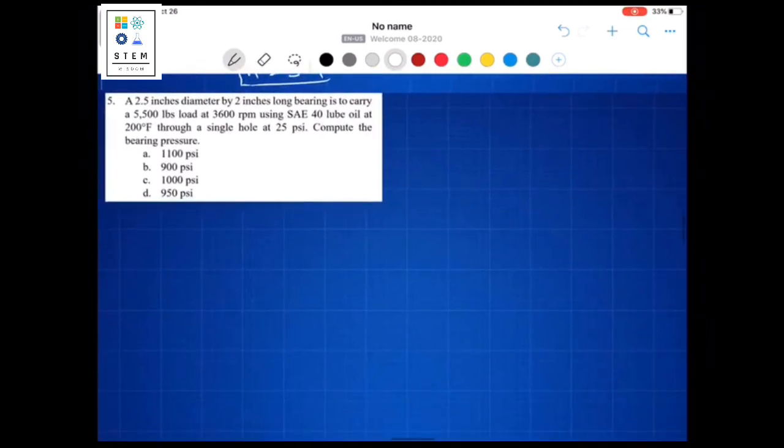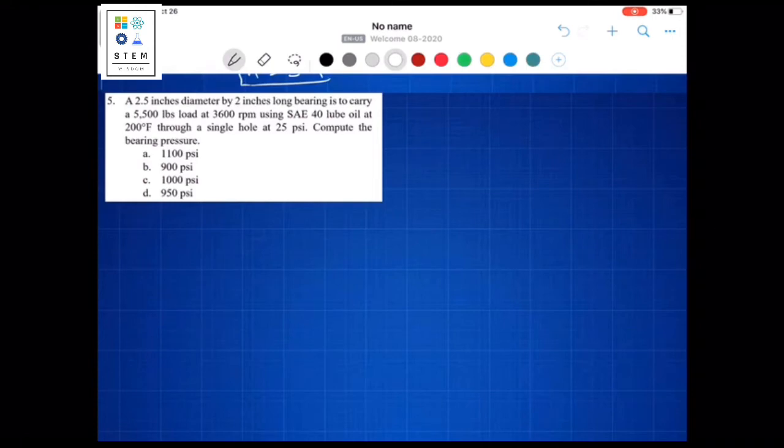Okay, so number 5. A 2.5 inch diameter by 2 inch long bearing is to carry 5,500 pounds load at 3,600 RPM using a SAE 40 oil at 200 degree Fahrenheit through a single hole at 25 PSI. Compute the bearing pressure. Okay. So meron tayong bearing. So, kanina, binigay na natin yung drawing. Given is diameter equal to 2.5 inch, length is equal to 2 inches, and the load F equal to 5,500 pounds. Okay, so find the bearing pressure or the bearing stress.